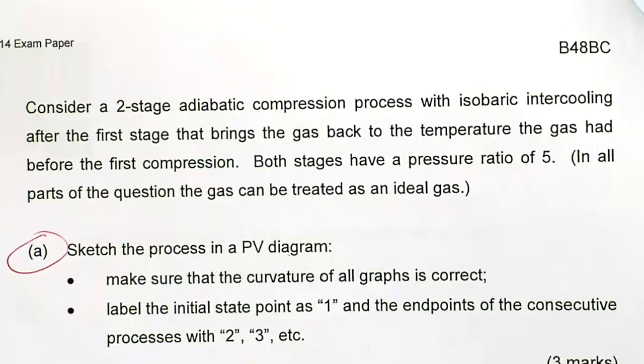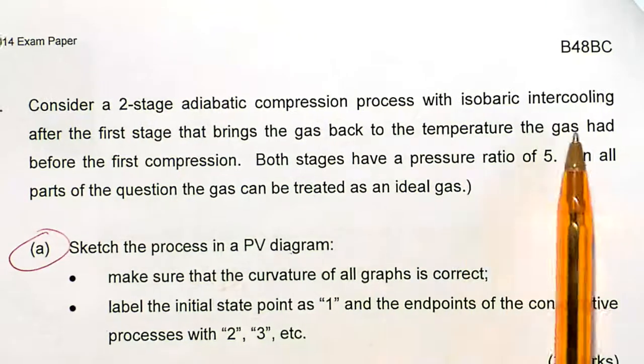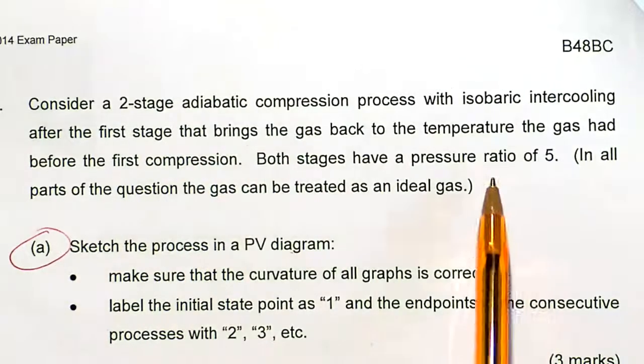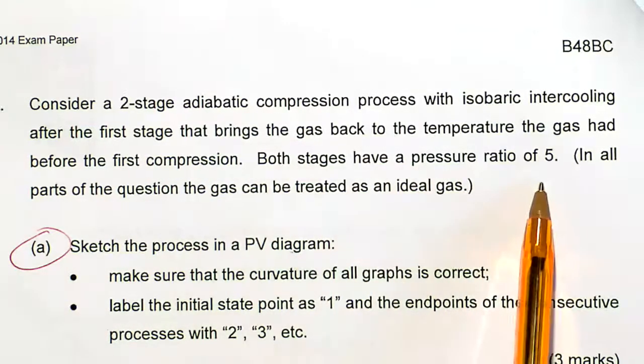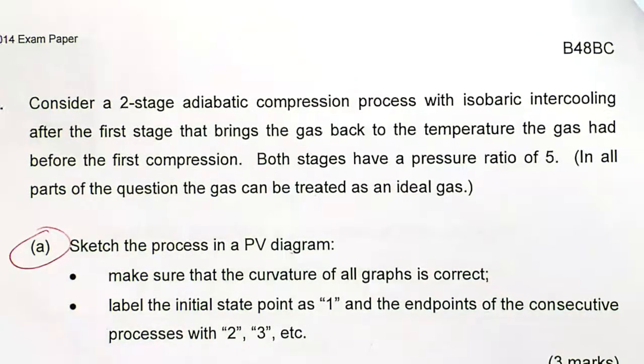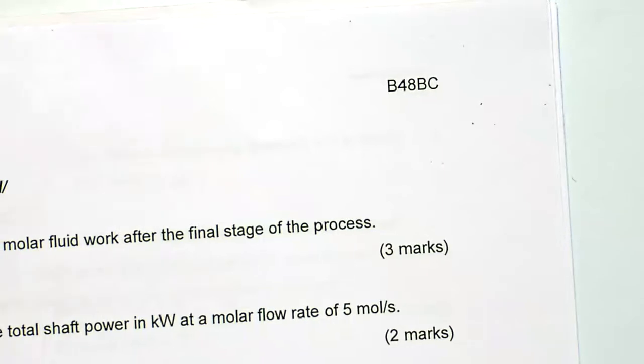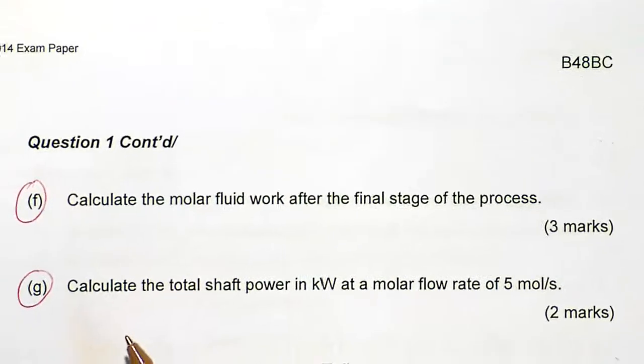We covered the first question from the 2014 paper, and there were some issues that I've noticed, so I'm just going to go over these. We consider the two-stage adiabatic compression process with isobaric intercooling. After the first stage, that brings the gas back to the initial temperature, and both stages have a pressure ratio of 5. The issue was with part F and G.